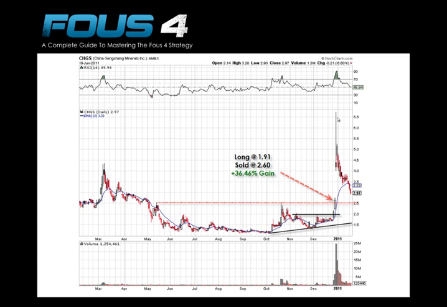So while it was a bummer that I missed that trade, I did make a huge 36.46% gain in just 2 sessions. So that was an awesome trade that I made there. Unfortunately, I didn't get the full extent of the trade. You're never going to get the bulk of every move. You take what you get and move on.